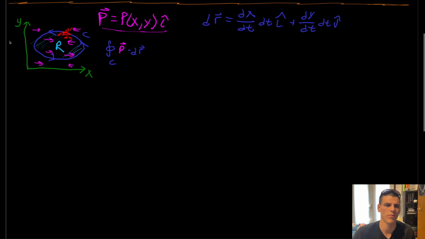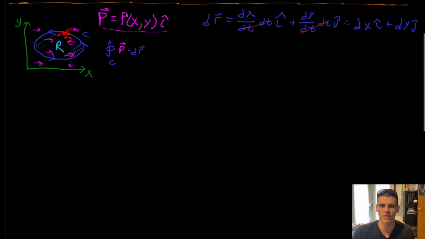But for this example, we are not really going to be using a parameterization, but it's good to conceptualize what this dr is. So we're just going to cancel out these dt's and express it purely as dx times i plus dy times j. So very simple. The change in r around the curve is just the change in x times the i component plus the change in y times the j component.